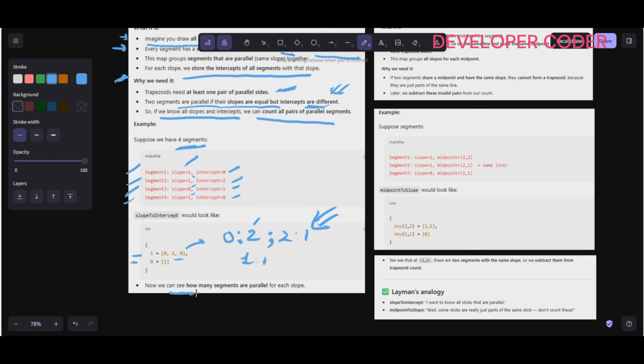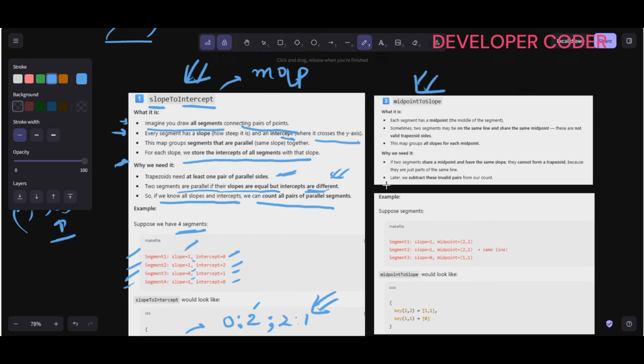Now we can see how many segments are parallel for each slope. We'll discuss that. Now I'm going to use the other map as well, midpoint to slope.